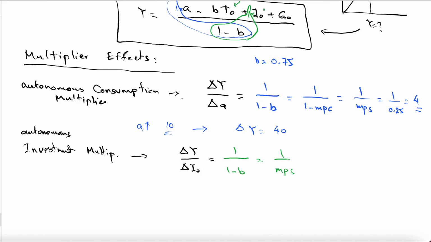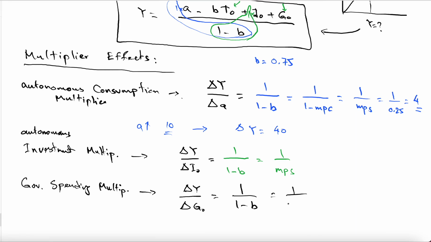For the government spending and the tax, we also have the government spending multiplier, and that is the change in the equilibrium level of income as a result of a change in the spending. This is exactly equal to 1 over 1 minus B again, or 1 over marginal propensity to save. So these are 4, these are 4.